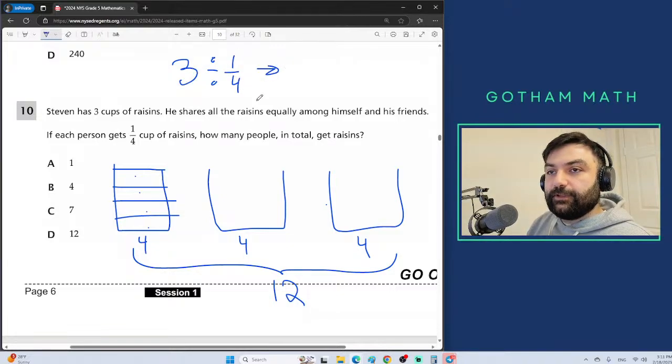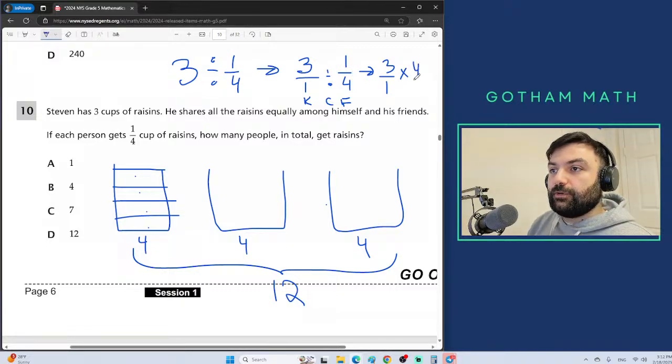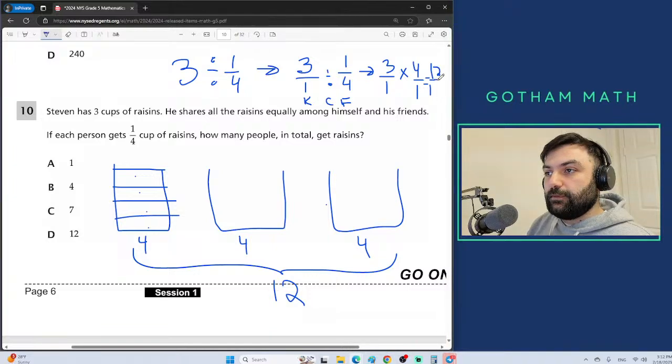How do we divide something? We change the whole number into a fraction form, which is 3/1 divided by 1/4, which is 3/1 times, and then we do what's called keep, change, flip. Keep the first fraction, change division into multiplication, and flip the second fraction, 4/1. So we get 12/1, which is just 12, right? 12/1 is just 12.